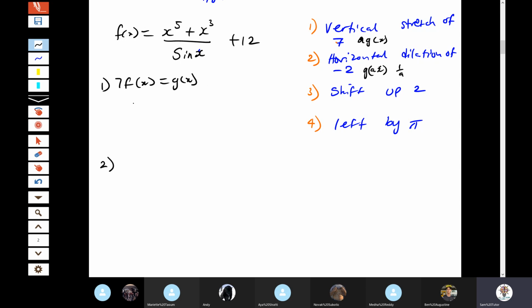Anyways, let's start it again. G of x equals 7 times this number: 7x to the power of 5 plus 7x cubed. You don't multiply the sine by 7. Do you know why you don't multiply the sine by 7?